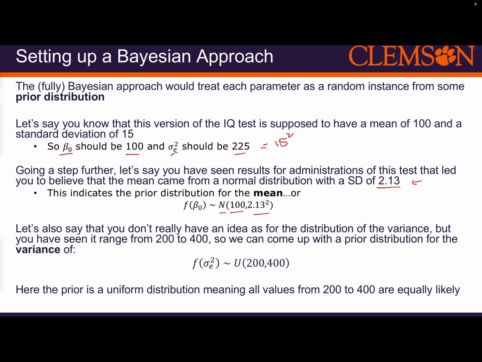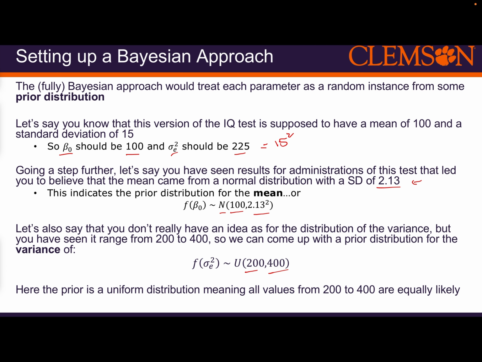All right, let's also say that you don't really have an idea as to the distribution of the variance, but you've seen it range between 200 and 400, right? So we're going to come up with a very naive prior distribution for the variance, a uniform distribution between 200 and 400. Now, normally we wouldn't want to do this. I'm doing this to avoid having to introduce you to some really ugly distributions that show up for variance. Not super ugly, but ugly enough that I don't want to spend the time to distract us from this. But just note, I would never want to use a uniform distribution for variance in practice. This is just for didactic purposes, right?